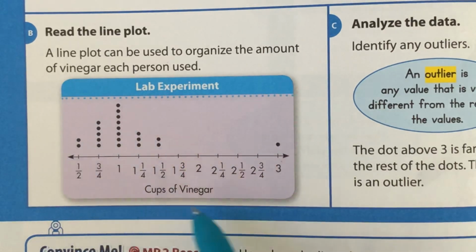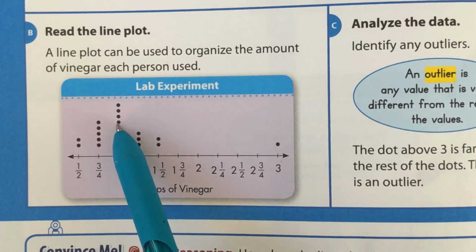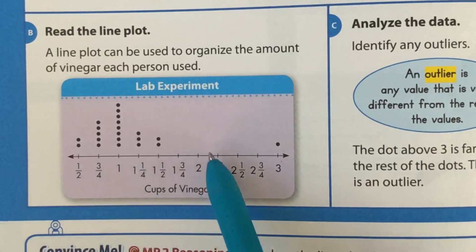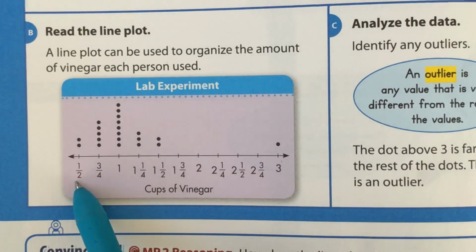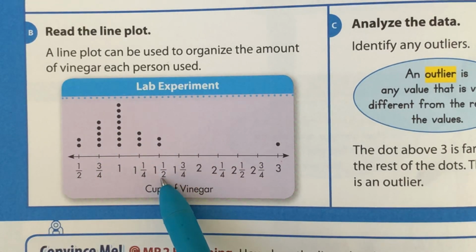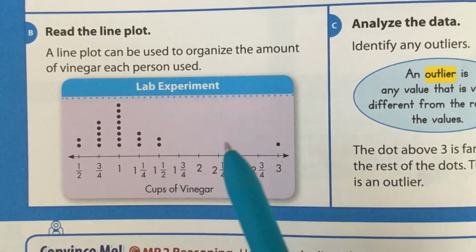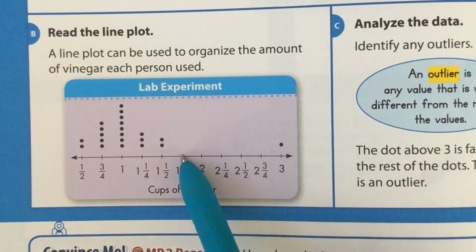Right away from this line plot, I can see that the most people used 1 cup of vinegar because there's the most dots in that one. Without even counting, I could just see, ooh, it's the tallest. You can see that most people use between half a cup to 1.5 cups. It ranges from there. And then you see 1 3/4, 2 cups, 2 1/4. Not a lot of people use those amounts of cups.